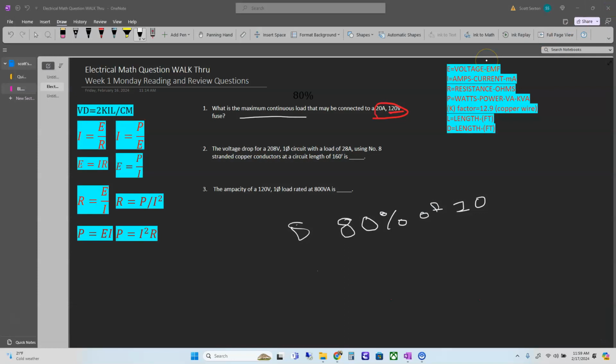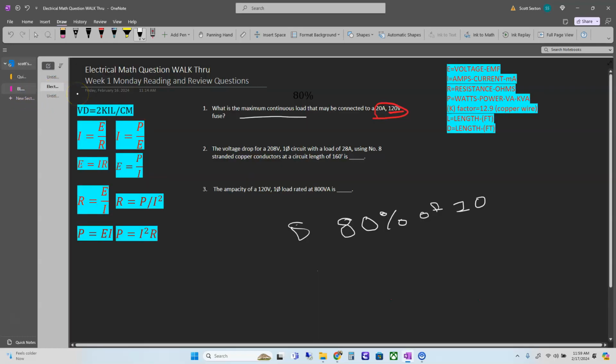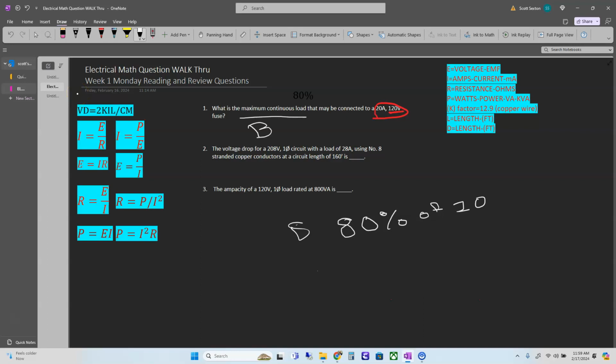So what does that mean to us? Well, in our question, the question asks, what's the maximum continuous duty load that can be connected to a 20 amp, 120 volt fuse? Well, look, I have 10, 16, 20, and 125. Well, right there is our answer. That's the guy we're looking for. So if you answered B on this, you did real good. Okay? So the answer to this one would have been Bravo.